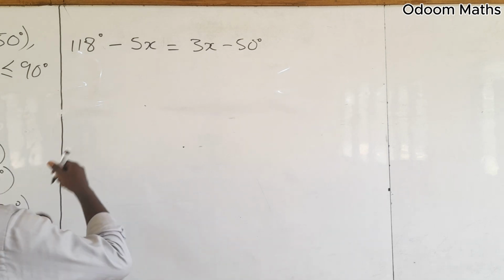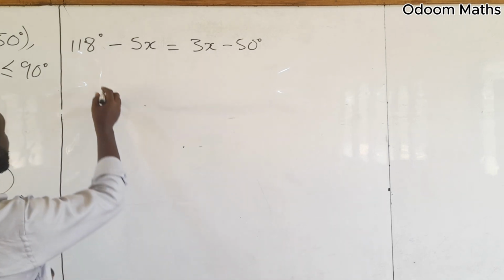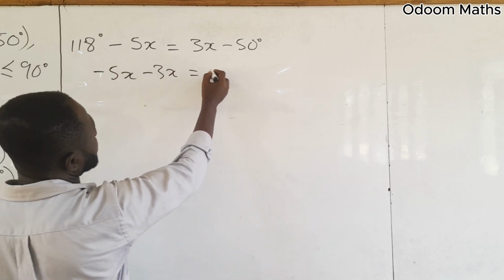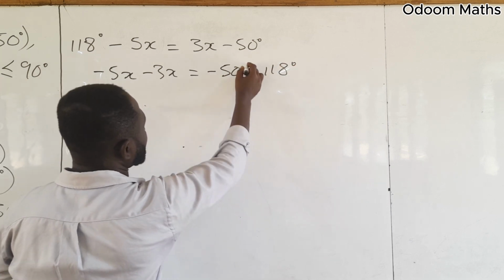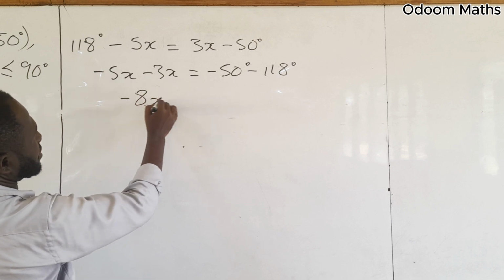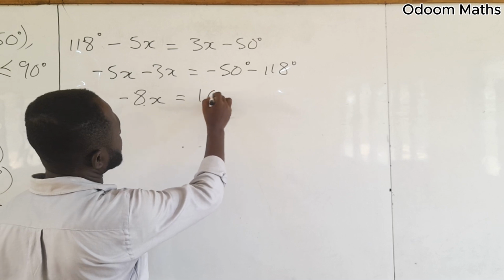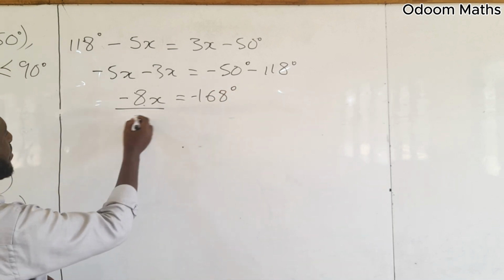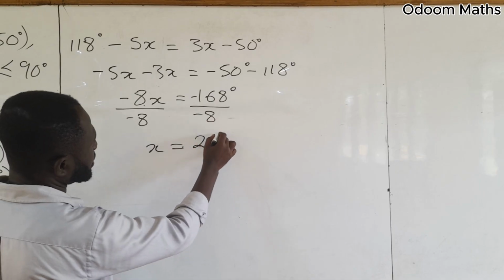I am bringing the terms with x to this side. That gives me negative 5x minus 3x equals negative 50 minus 118 degrees. So this is negative 8x, and this is negative 168 degrees. I'll divide both sides by negative 8, and then x becomes 21 degrees.